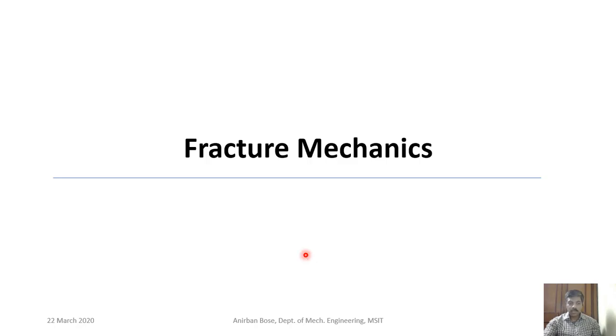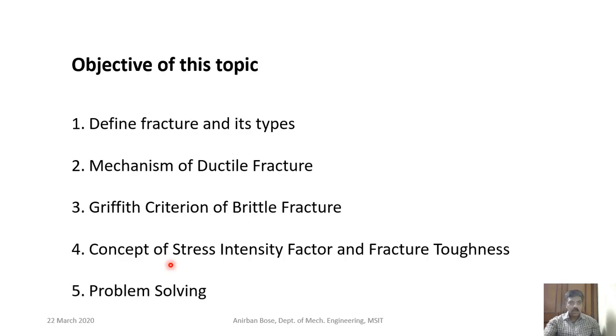Let's start the topic fracture mechanics. The objective of this topic is, initially, we are going to define what is fracture and its types. Then we'll see the mechanism of ductile fracture, and then the mechanism of brittle fracture, the famous Griffith criterion, and then we'll learn the concepts of stress intensity factor and fracture toughness, and how with the help of these concepts we can predict fracture in a component. That we'll see through some problem solving.